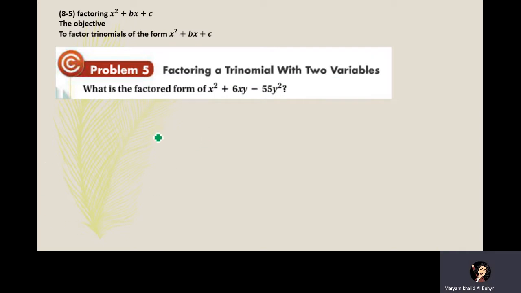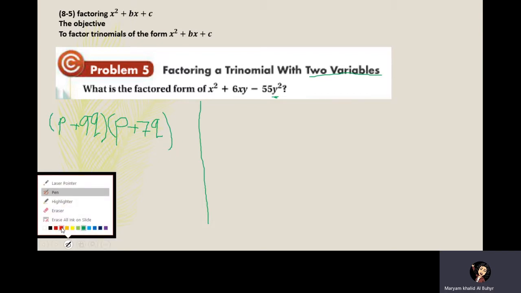Now let's have something more complicated. We are going to factor a trinomial with two variables. Here I have y. What am I supposed to do if I have something like that? Let me give you something before I do this. We learned in the previous lessons, for example, (p + 9q) times (p + 7q).